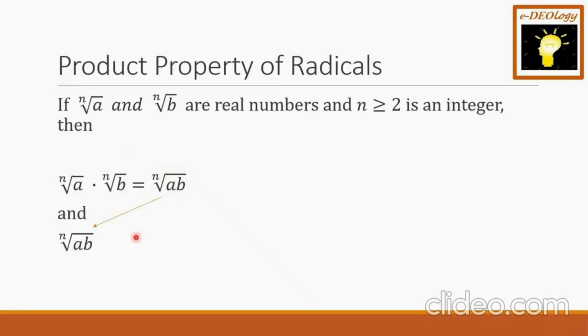On the other hand, suppose I have a radical here, which is the nth root of a product AB. I can now split the radical into each of the factors, and we shall see here this is equal to the nth root of A times the nth root of B. It's like the reverse of this multiplication or product property of radicals. And this idea here is what we call the simplification rule.